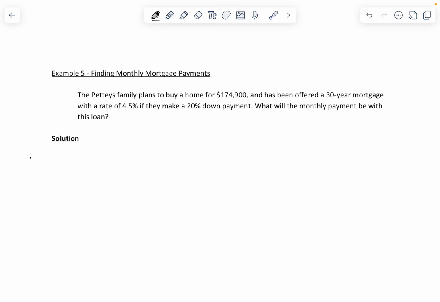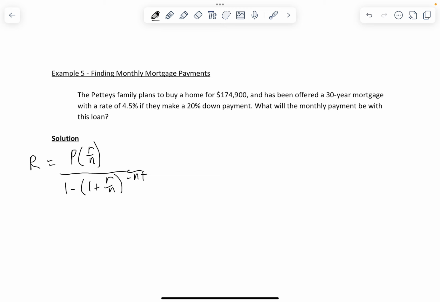Okay, so again, using the monthly payment formula, P times R over N over 1 minus 1 plus R over N raised to the power of negative N times T. So what's P? Well, we might think that P is the 174,900, but it's not that because they make a 20% down payment, right? So they take 20% of this and they pay that up front, and then they borrow money to pay the rest. So the principal is actually going to be the remaining 80%. So it would be 80% of this number.